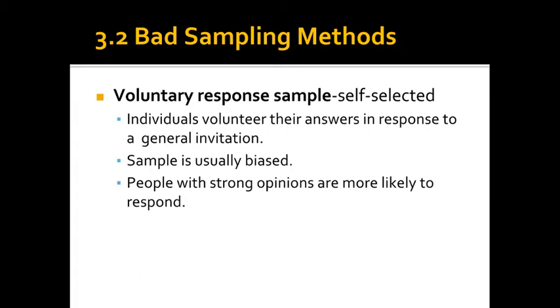So if you do a voluntary response sample and your survey is on who likes to go to school, well, those that really like to go to school are probably going to give you their opinions, or those that don't like to go to school will give you their opinions because they have very strong opinions about going to school.